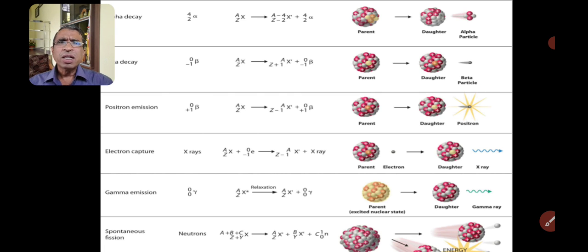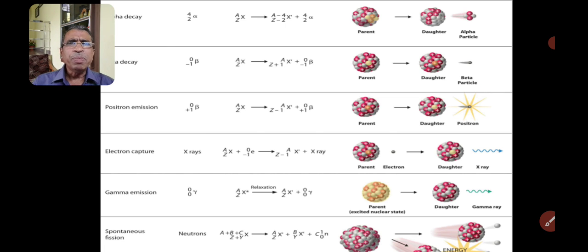If you take an element X whose atomic number is Z and mass number is A, then the new element, that is X dash, its atomic number becomes Z minus 2 and mass number becomes A minus 4, and gives an alpha particle. The diagram also I have shown here.